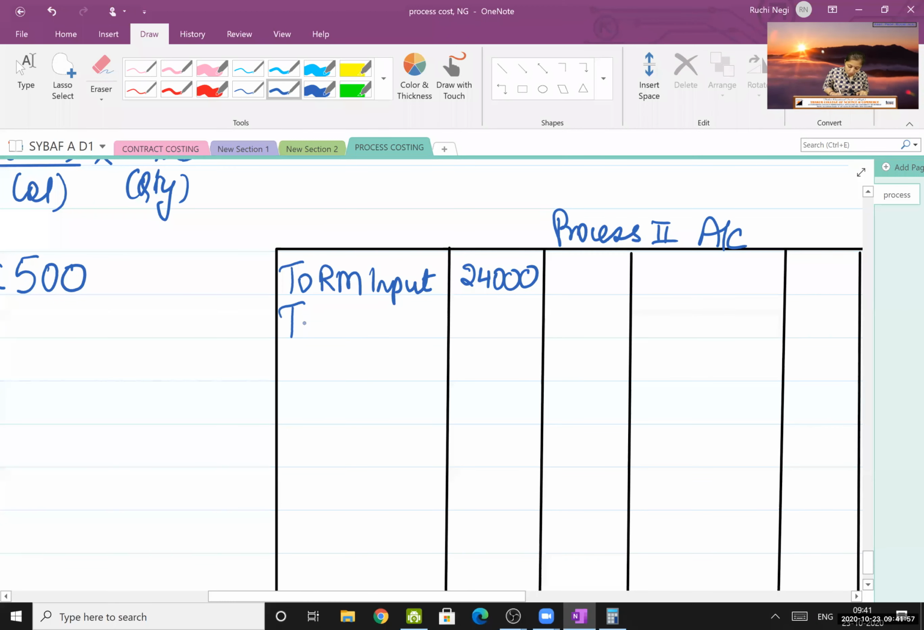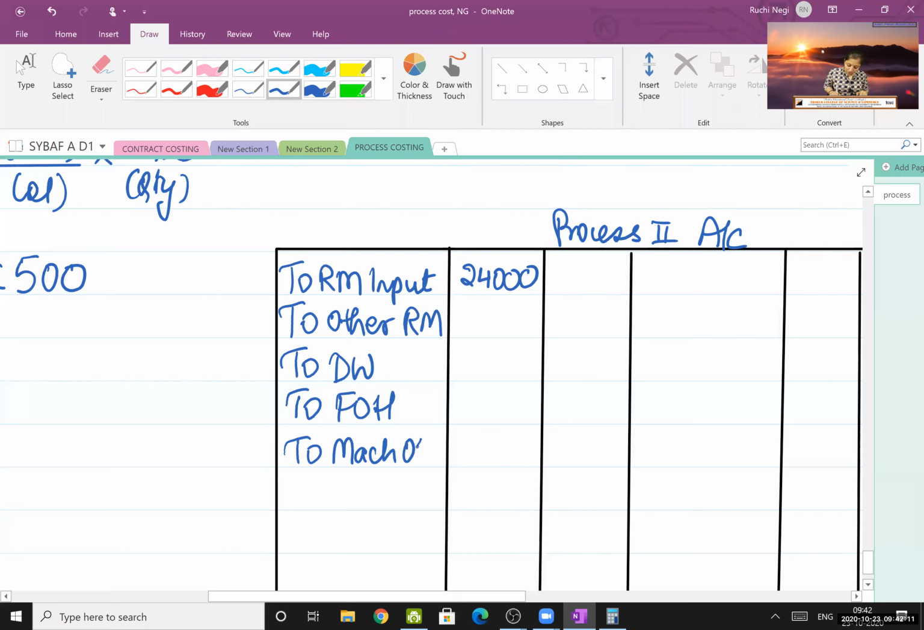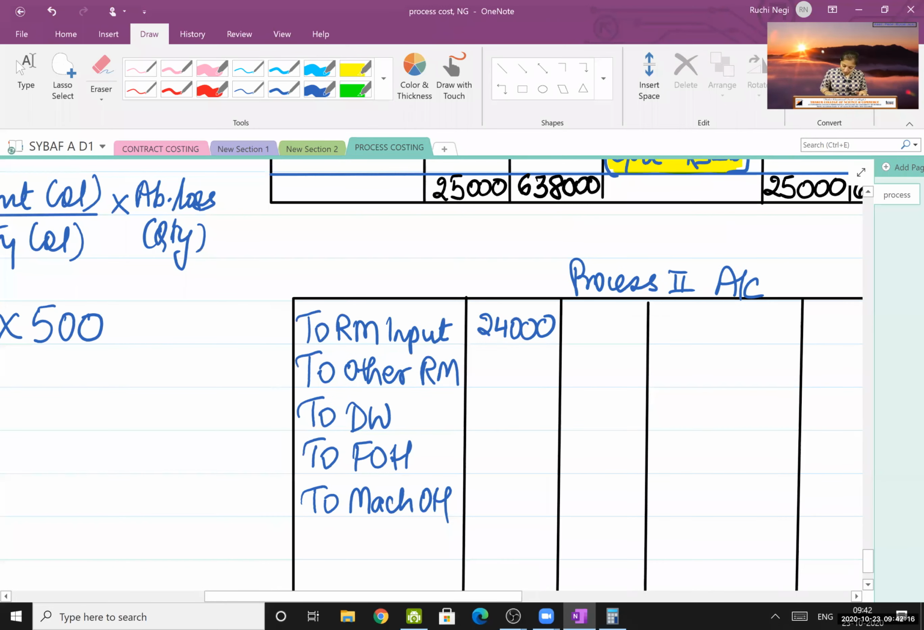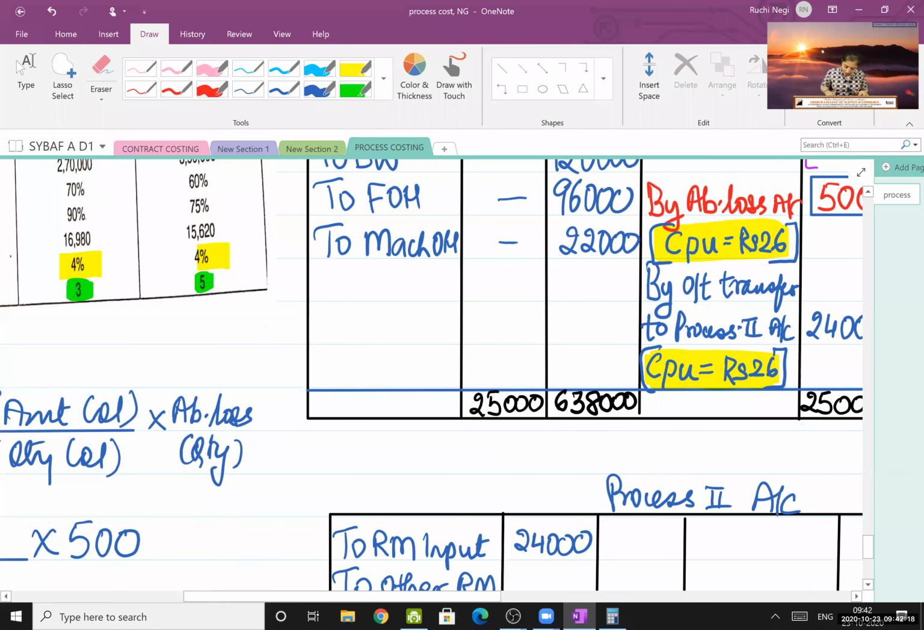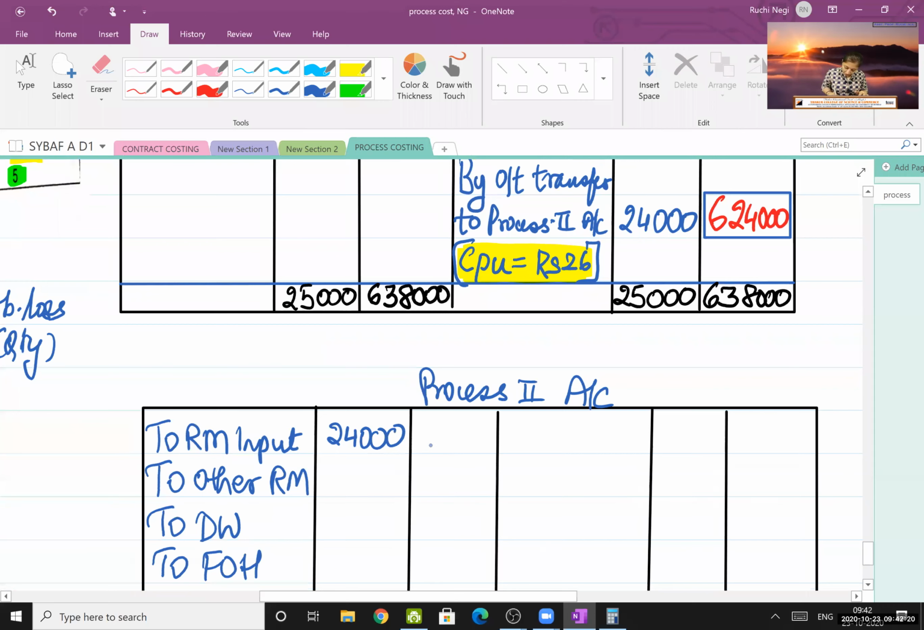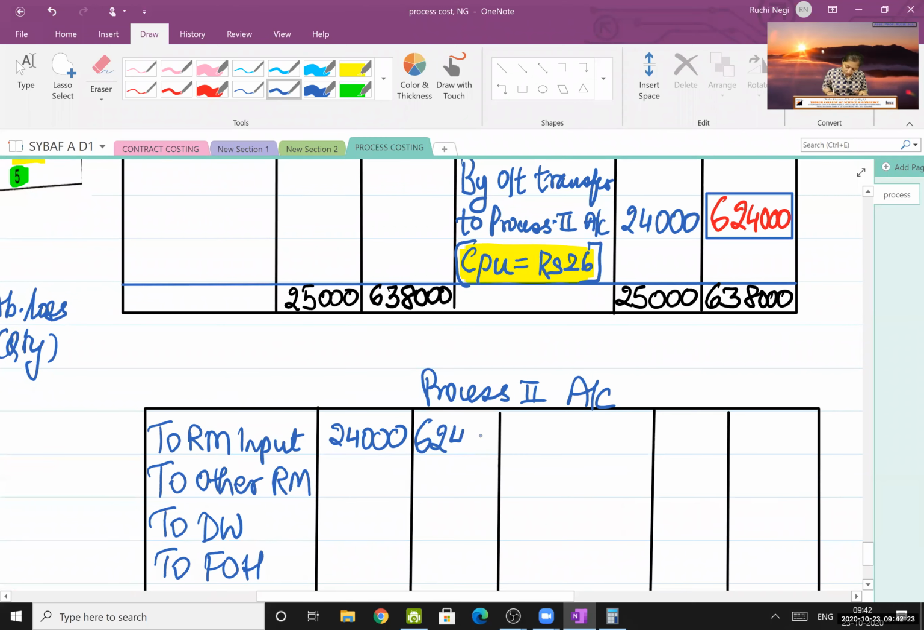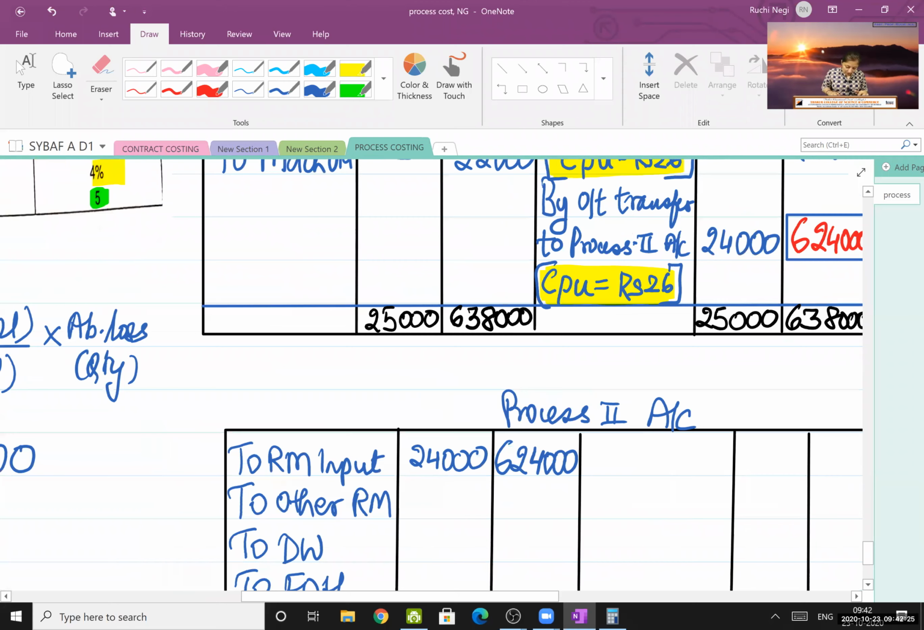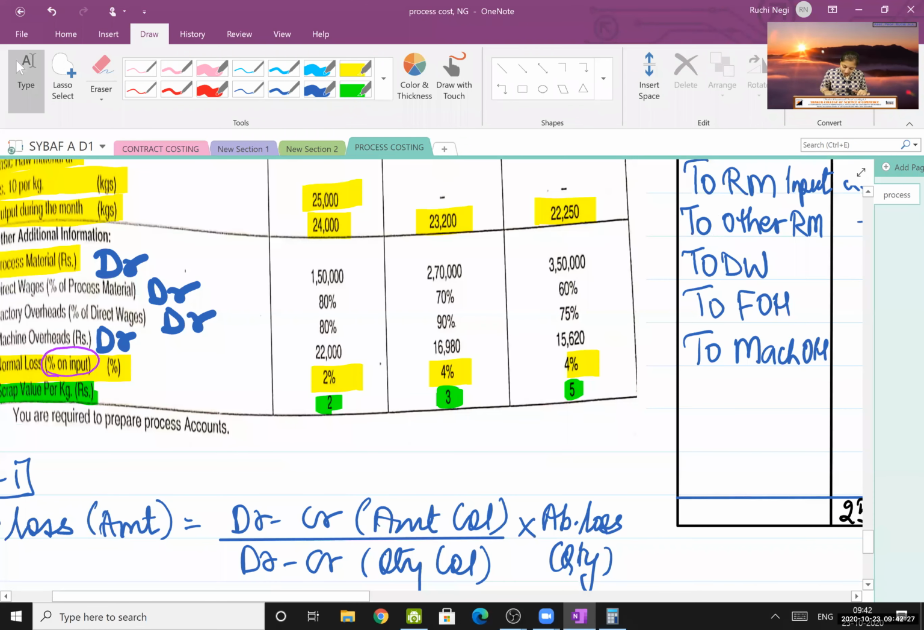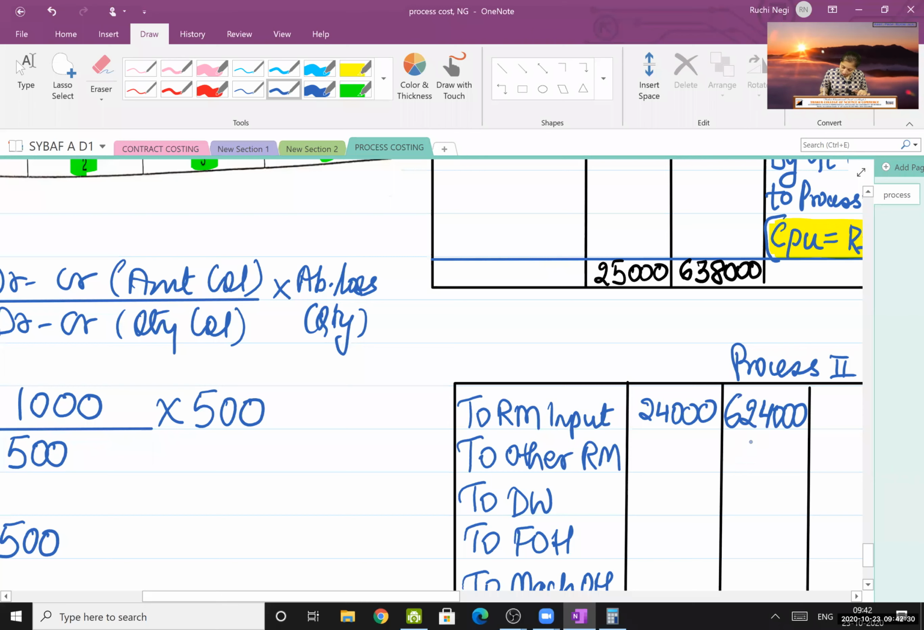So 2 other raw material, 2 wages, 2 factory overheads, 2 machine overheads. Okay, clear? So 24,000 का अमाउंट कितना मिला मुझे? 6,24,000. ठीक है. Other raw material is how much? 2,70,000. So right here, 2,70,000.